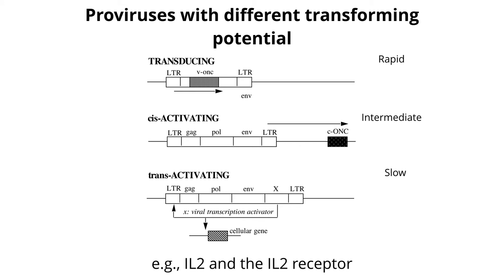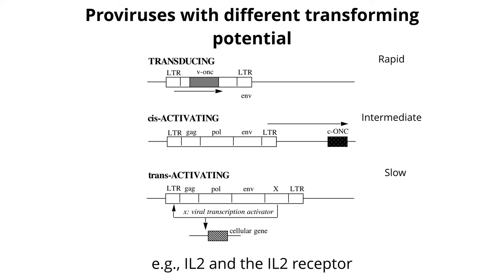Transducing retroviruses cause rapid transformation of cells. They carry an oncogene. This is a diagram of the provirus with the two LTRs and the virus genome in the middle. This virus gets into cells, it immediately begins synthesizing the oncogene, and the cells get transformed rapidly. The intermediate speed transforming viruses are called cis-activating. They have no oncogene in them. They haven't picked up an oncogene, but what they do is activate transcription of a downstream oncogene if they integrate next to it.